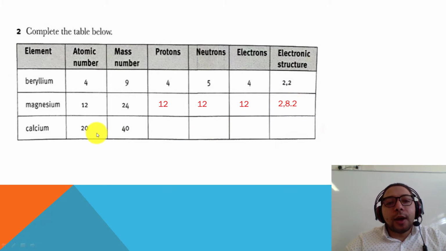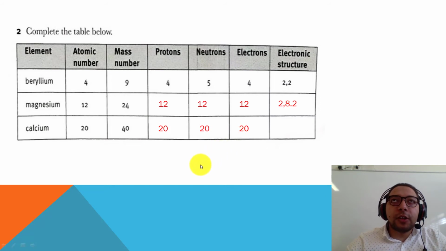Then calcium, we have atomic number of 20, mass number of 40. We have the protons. Protons should be equal to the atomic number, so we have 20. Neutrons should be mass number minus atomic number, so 40 minus 20 should be equal to 20. And the electrons should be 20. For the electronic distribution, I want you to remember, first energy level takes maximum up to 2. Second takes maximum 8. Third takes maximum 8. And fourth takes the leftovers.